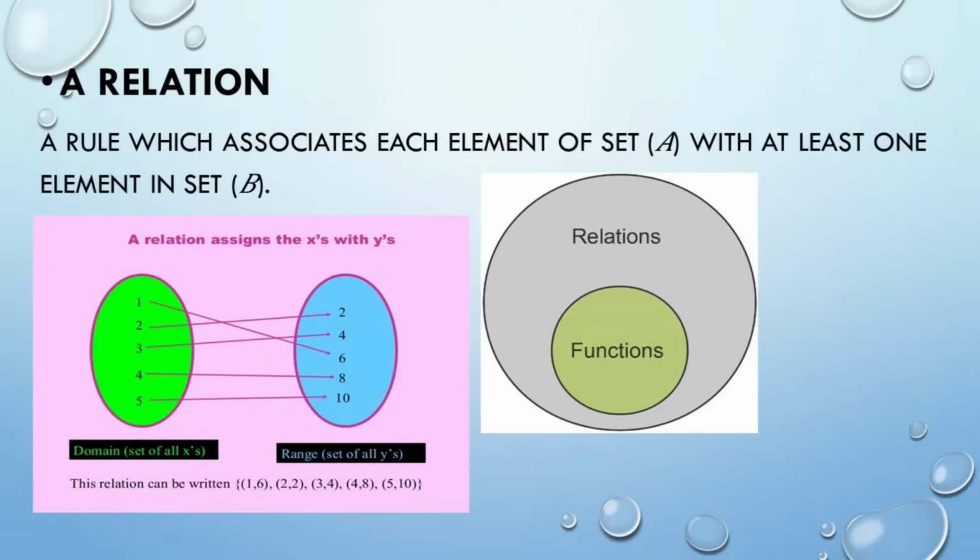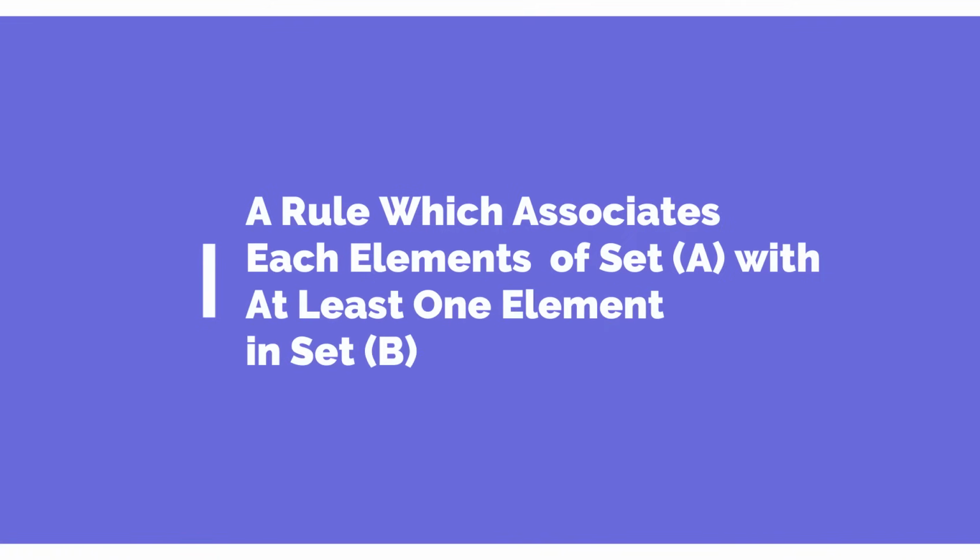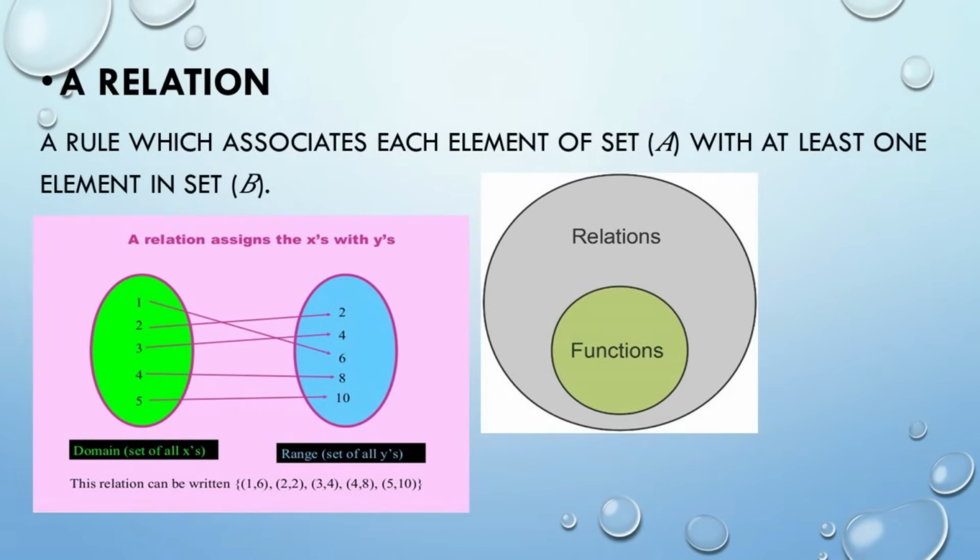A relation: a rule which associates each element of set A with at least one element in set B is called a relation between the two sets. In the diagram you can see there are two sets, named X and Y, and arrows represent the relationship. So remember, every relationship is not a function.